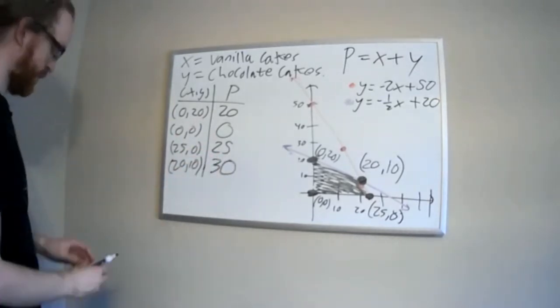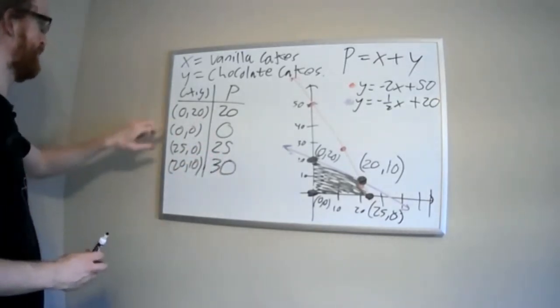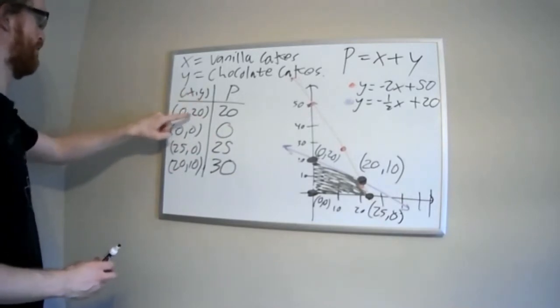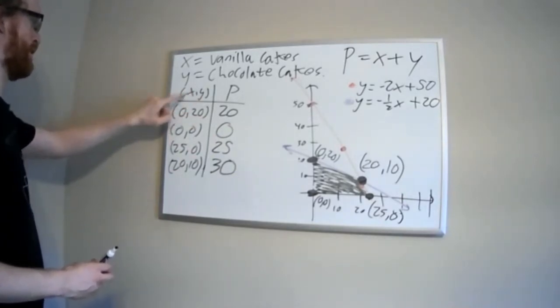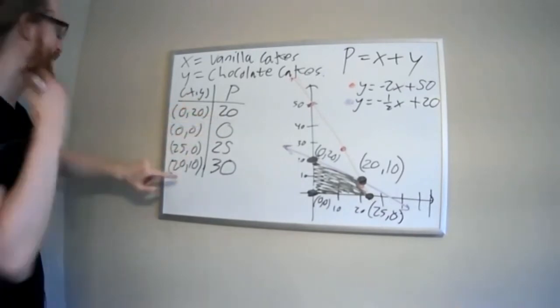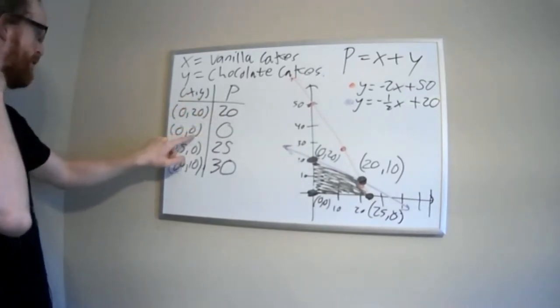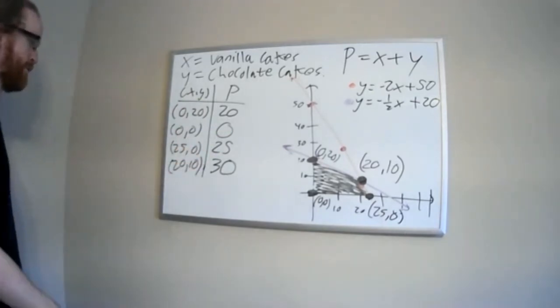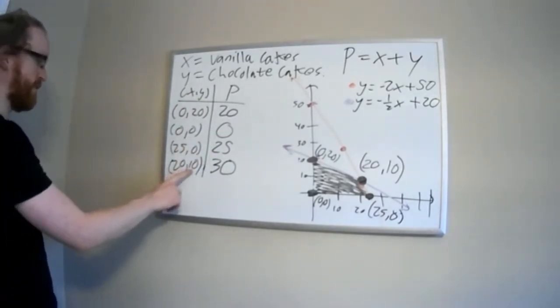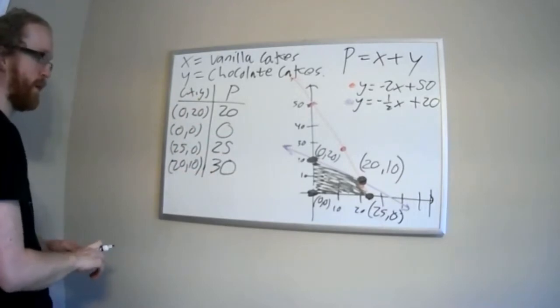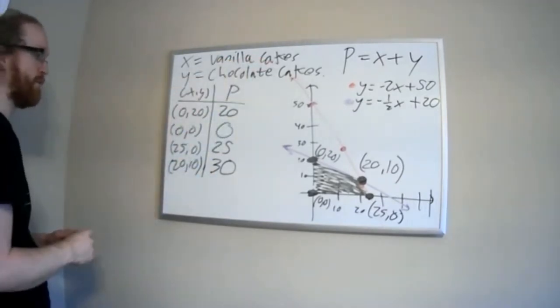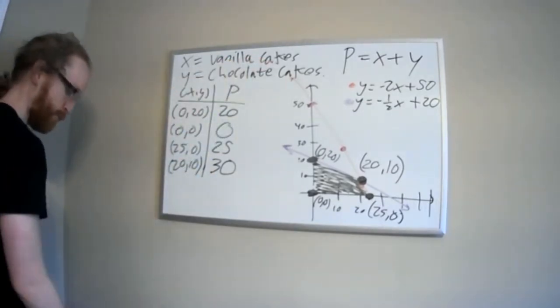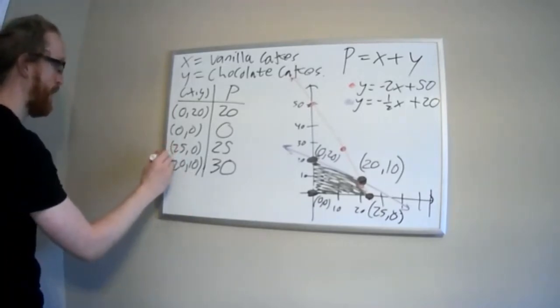So just think about what these numbers mean. Of course, if I produce 20 chocolate cakes but no vanilla cakes, I'm going to have 20 cakes. If I don't produce any cake, I have no cakes. If I produce 25 vanillas and no chocolates, I have 25 vanillas. And if I produce 20 vanillas and 10 chocolates, then I have 30 total. Because again, our function is just adding the two amounts up together. But anyway, what do we see? We see that our maximum is 30.